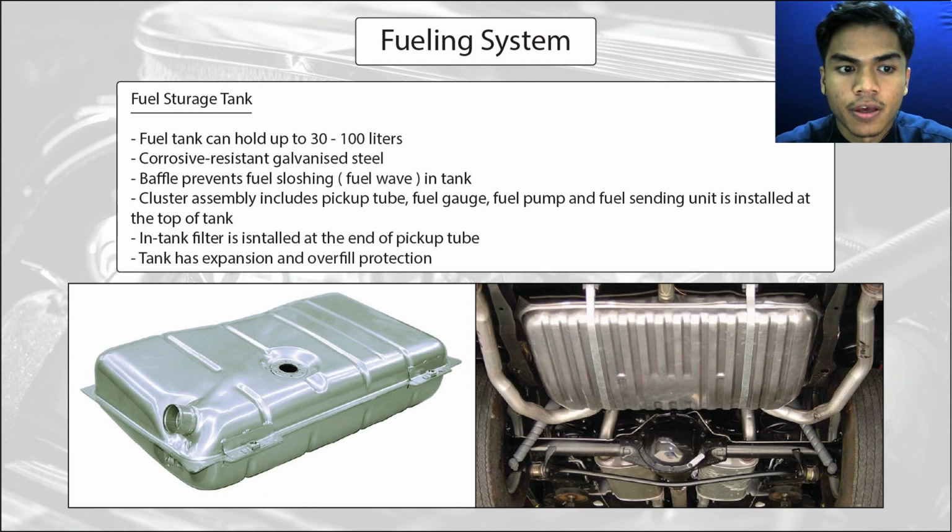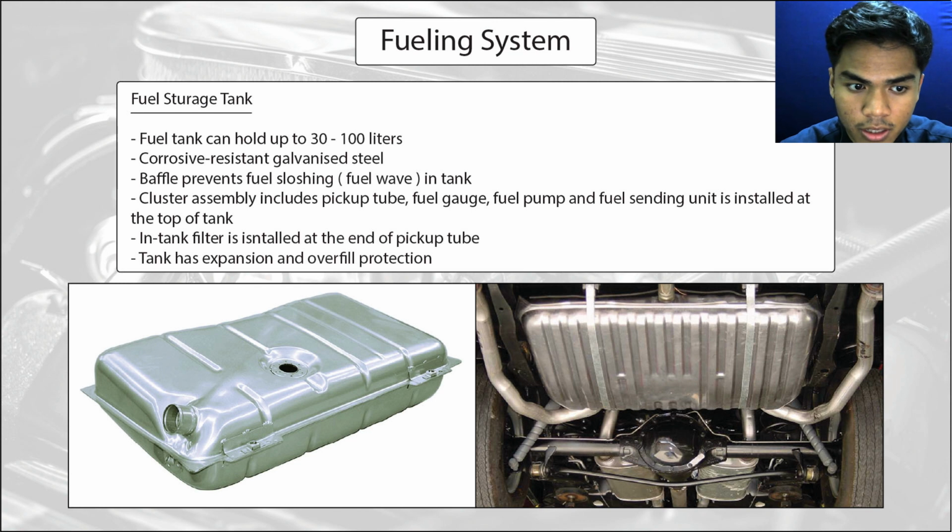Fuel storage tank. A fuel tank can hold from 30 to 100 liters. It is made from corrosion resistant galvanized steel. The baffle prevents fuel sloshing in the tank. The cluster assembly, which includes the pickup tube, fuel gauge, fuel pump, and fuel sending unit, is installed at the top of the tank. An in-tank filter is installed at the end of the pickup tube, and the tank has expansion and overfill protection.